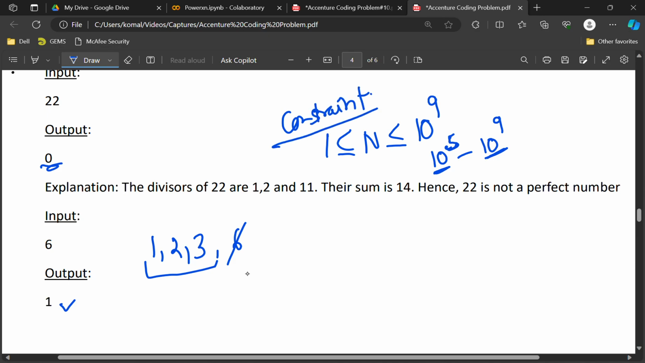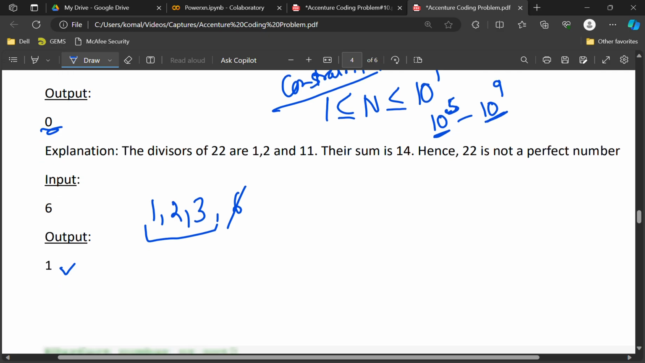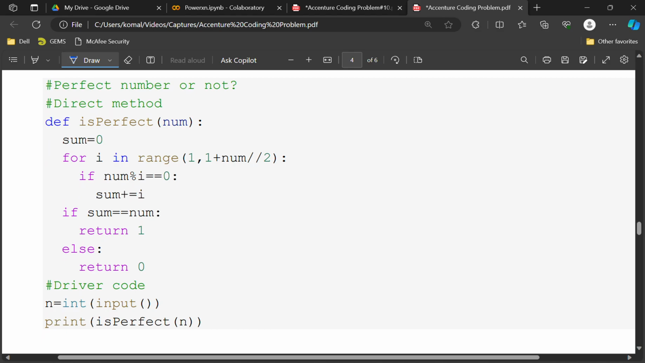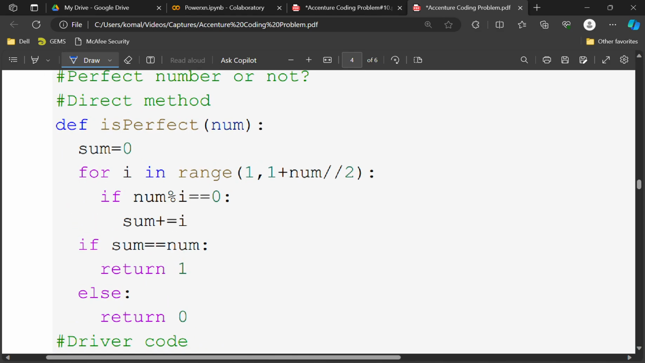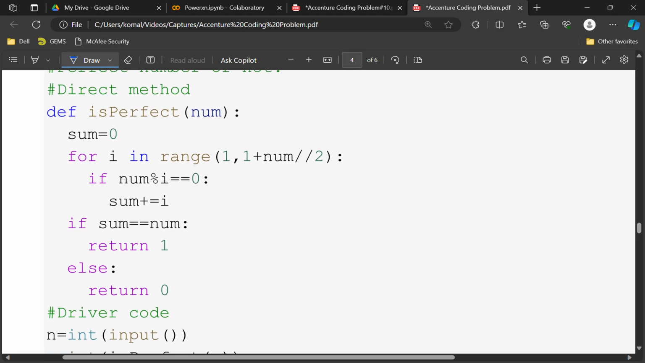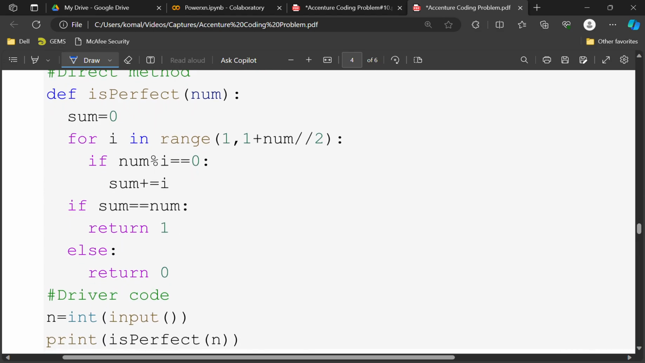Now let us work towards the solution. I have written a Python solution for this one. First I have attempted this problem by the direct method. We can label it as brute force approach, naive approach, etc. I am calling it the direct method. So I am writing one function, def is_perfect. It takes one parameter, num.